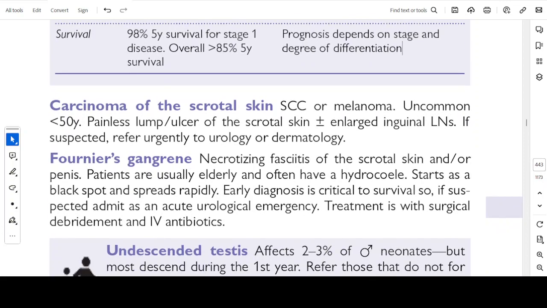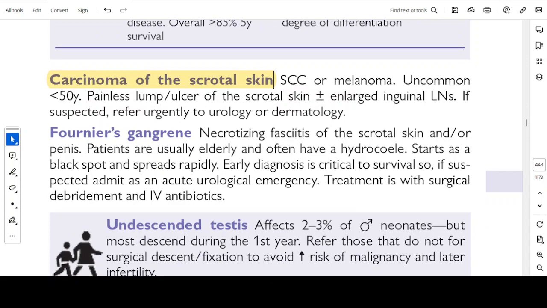Carcinoma of the scrotal skin. Squamous cell carcinoma or melanoma, uncommon in less than 50 years of age. Painless lump or ulcer of the scrotal skin plus enlarged inguinal lymph nodes. If suspected, refer urgently to urology or dermatology.